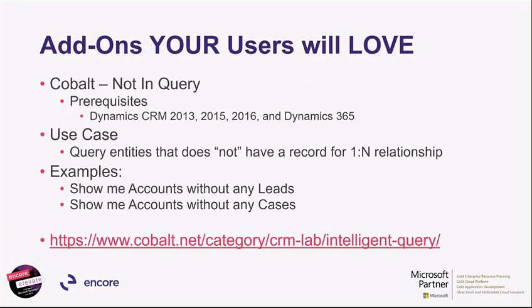Finally, this is a new add-on. I hope that your users will love. I know for sure I loved it when I found out that this was available to me. It is a third-party add-on from Cobalt. It's called the Not In query. The prerequisites can apply to CRM from 2013 and on, whether that's on-premise or online. And this query definitely allows you to look at all records that don't have a specific link associated to it.